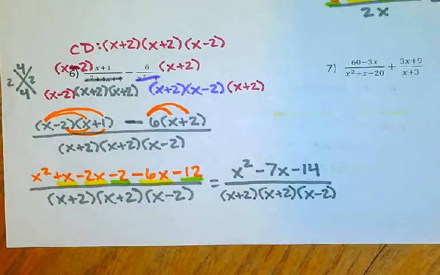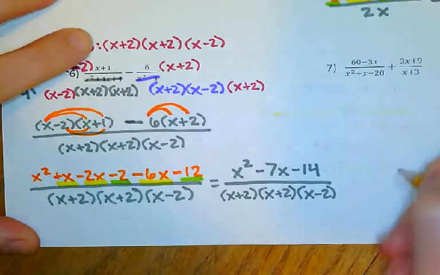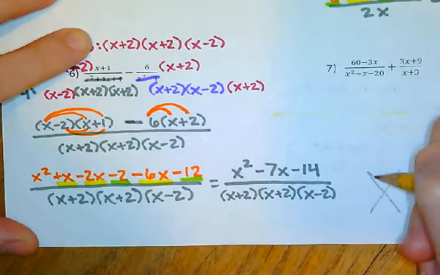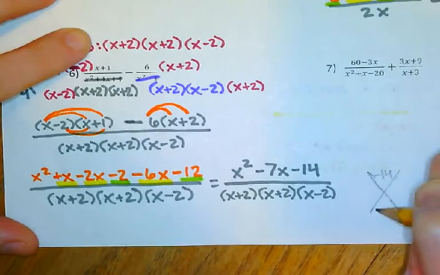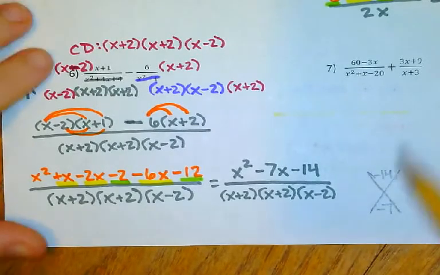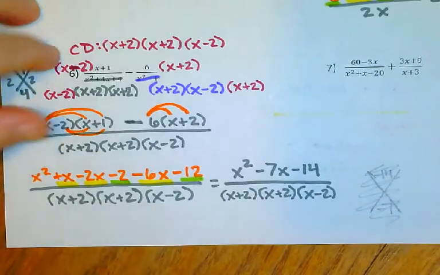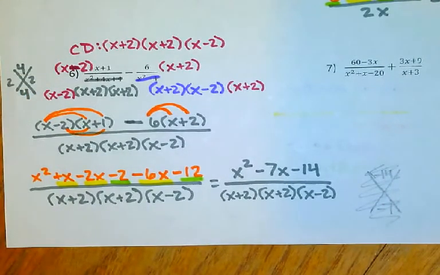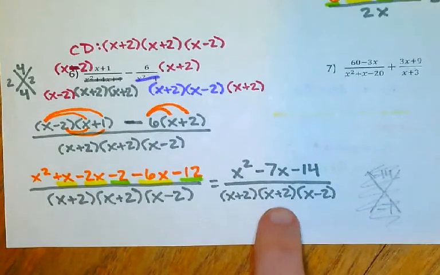Now remember, check to see if we can factor this. We're going to big X this, put negative 14 on top, negative 7 on the bottom. Is there anything that multiplies to negative 14 and adds to negative 7? No, there is not. This is not factorable by the big X. We wouldn't have real zeros. So this would be our final answer.